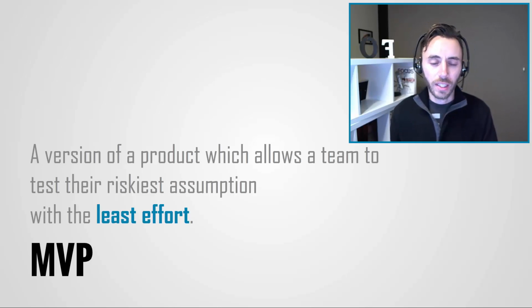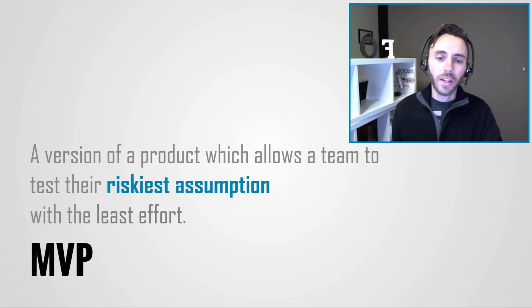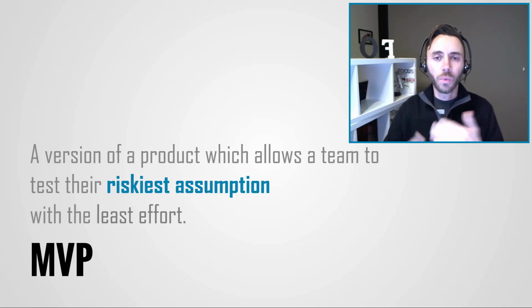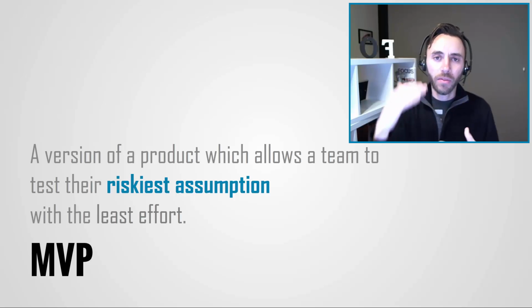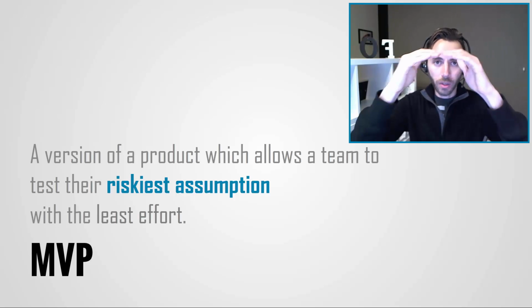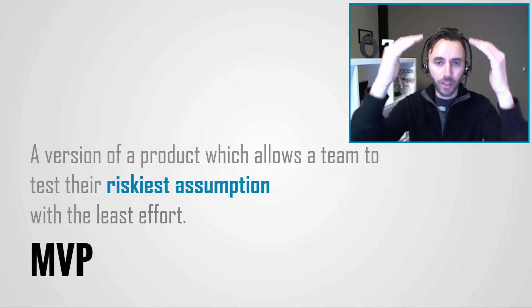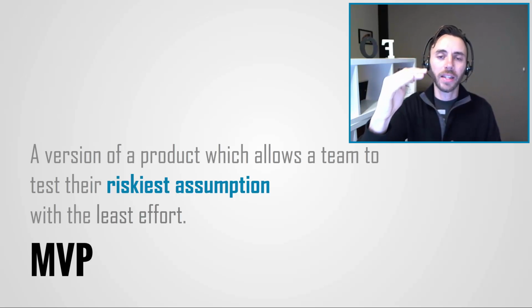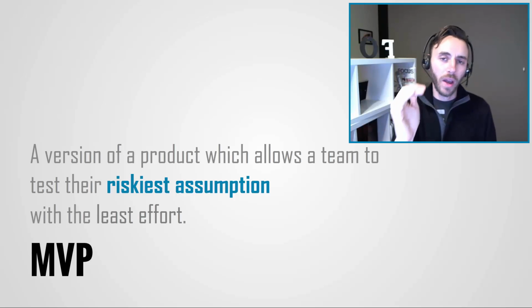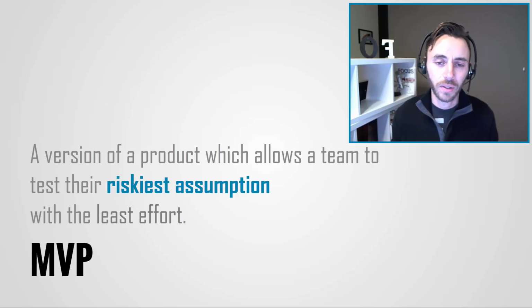So least effort is key here. And the other thing you can tell is that riskiest assumption is also key. It turns out your risky assumption will naturally change as you go about validating risky assumptions. So you'll take your riskiest assumption, validate that, and then move on to the next risky assumption and the next one. And each time you'll be finding the least effortful way to test that risky assumption.